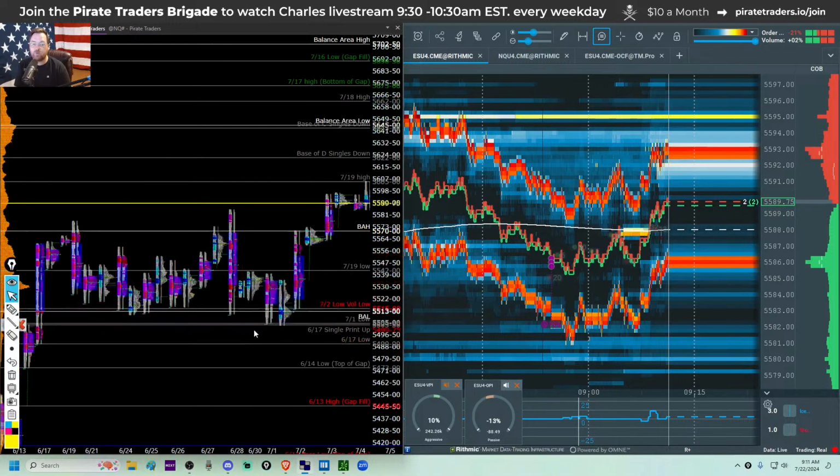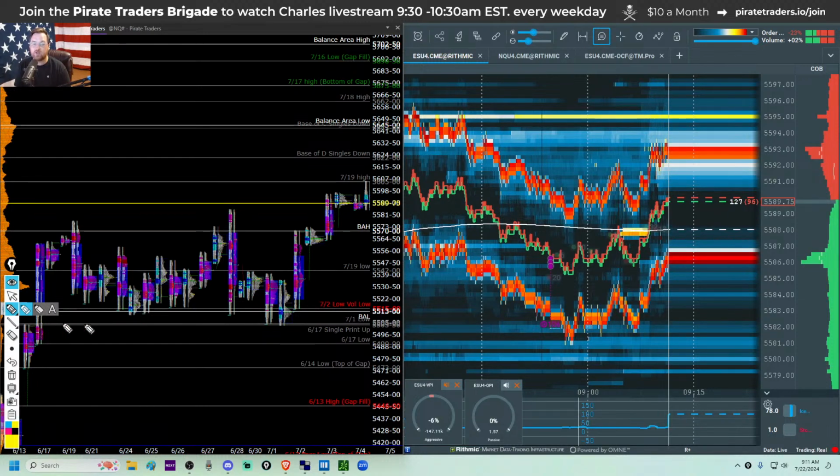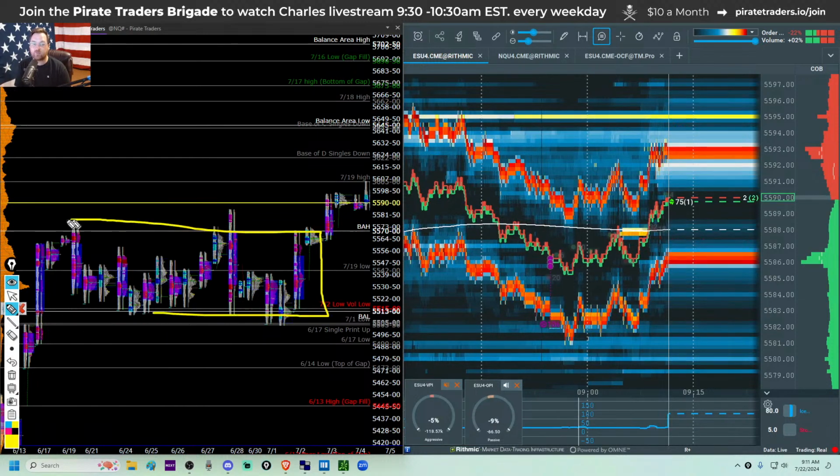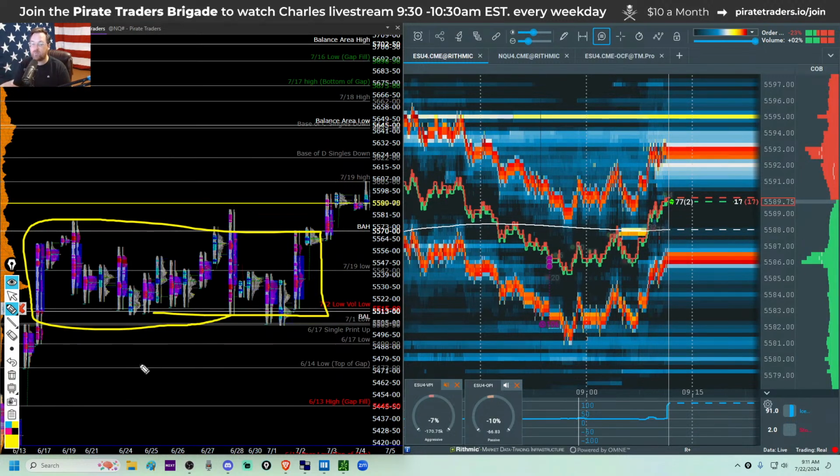You can see that a few weeks ago, we spent a lot of time, this is the better part of almost 2 weeks worth of trading days, going sideways inside this range right here. We call that a balance area. It's an area where the market is just balancing. It's not going up or down. It's going both ways. It's going sideways.